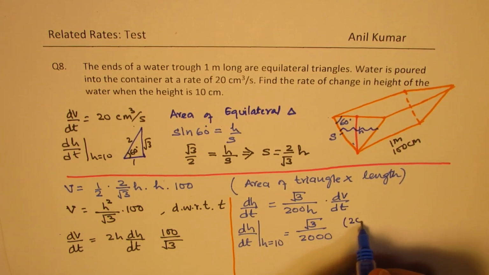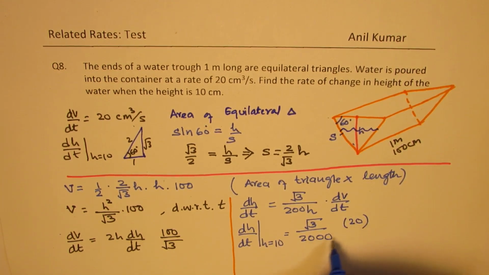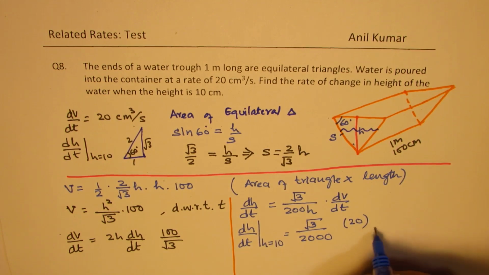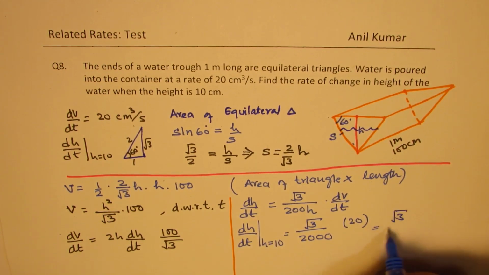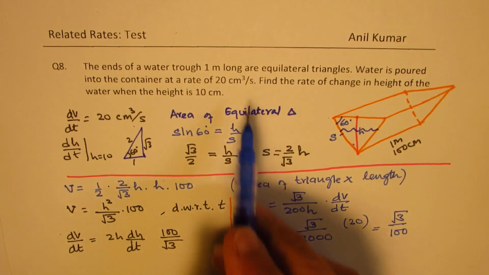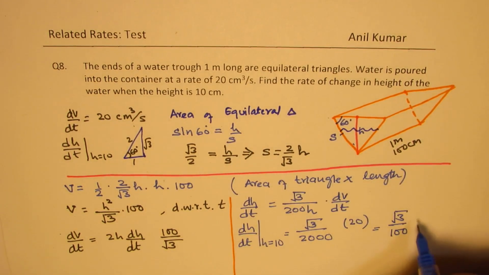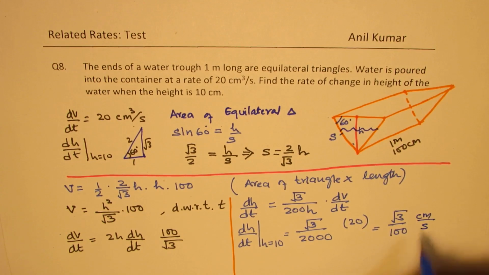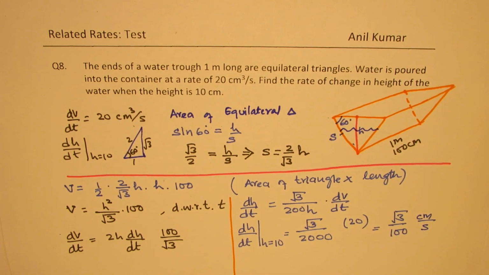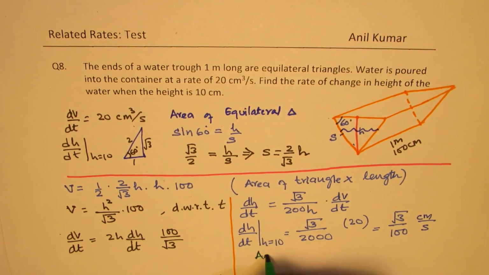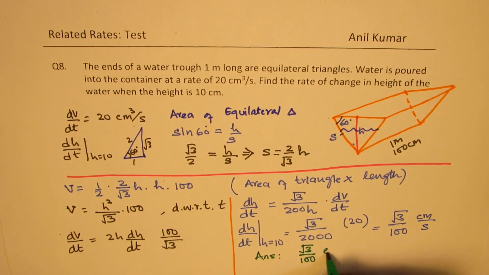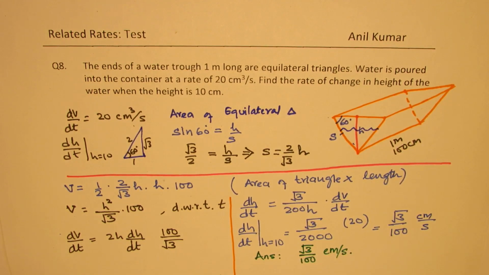We'll just multiply by 20. Right. So that goes 100 times. So basically square root 3 over 100. And the units are going to be centimeter per second. So that's how we're going to get our answer. So our answer is square root 3 over 100 centimeters per second. Is that clear to you?